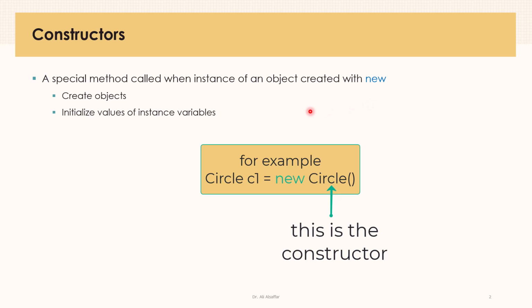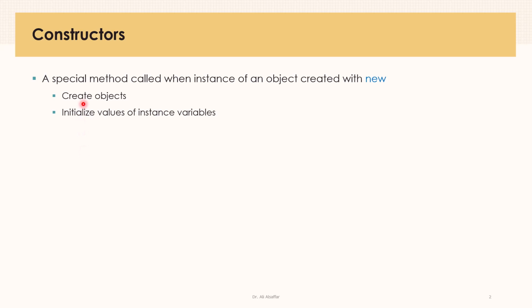So what does the constructor do? It first creates the object, and at the same time it is used to initialize the values of the instance variables. Now these constructors are a special method. That means they are not called explicitly by using a dot. They are called automatically when you create an object. So the call of this method is what comes after the word new. When you write new, then you write the name of the constructor, and depending on how many constructors you have, you specify the appropriate constructor to initialize your instance variables.